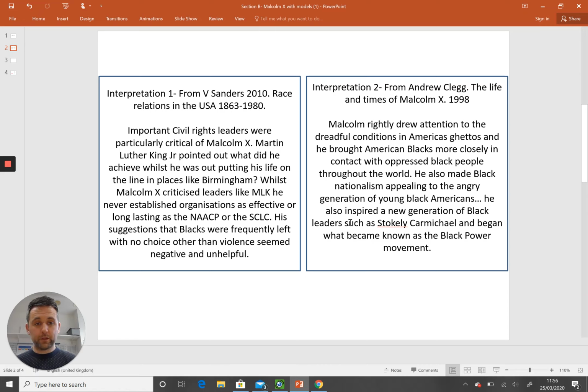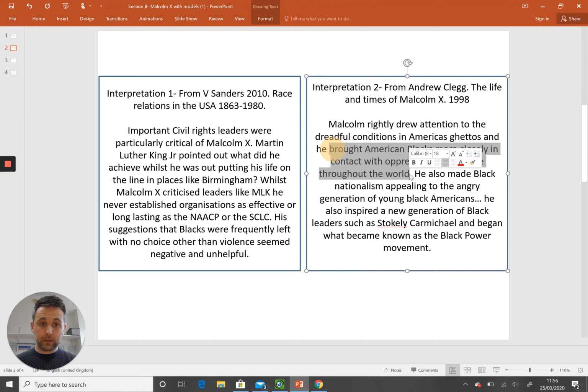So if we think about why that might be, now we have to look at what specifically this historian is saying that Malcolm X got right. Drawing attention to dreadful conditions is one. Bringing black Americans more closely in contact with oppressed black people throughout the world, making this an international movement. Made black nationalism appealing to the angry generation of young black Americans, so bringing a new generation into the fight, and inspiring a new generation of black leaders, and starting a movement. So way more positive, yeah?